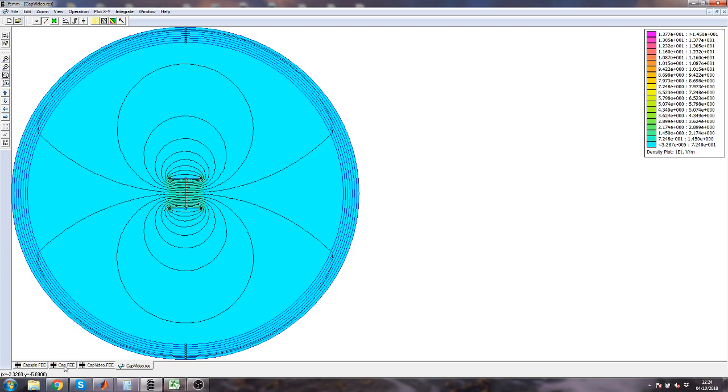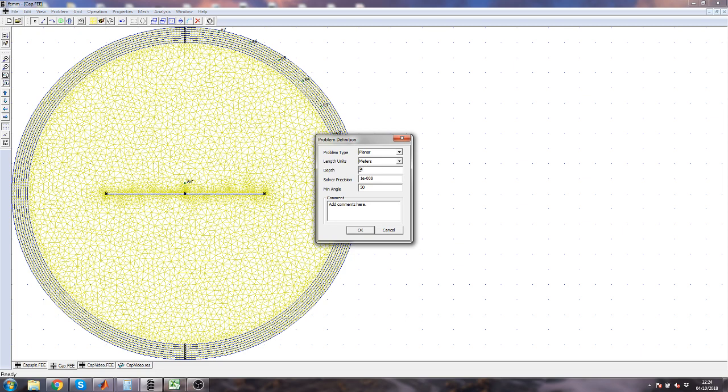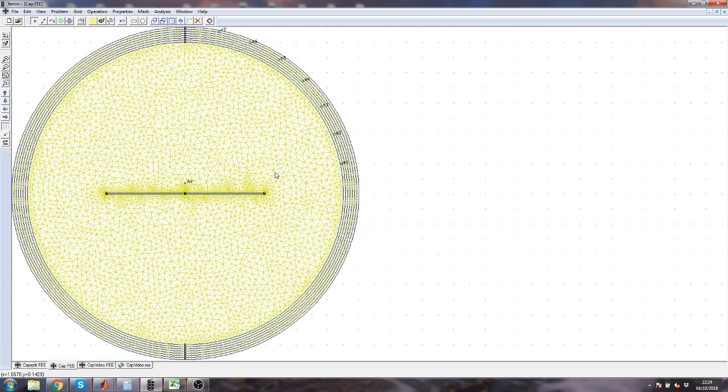a slightly more realistic capacitor. Not very much more realistic. We're still looking at something that's about 1 meter across, and I'm going to vary the distance into the page by editing the depth in the problem setup. So that's the depth into the page. The simulator knows that there is a depth to this problem. It doesn't think it's a 2D problem.